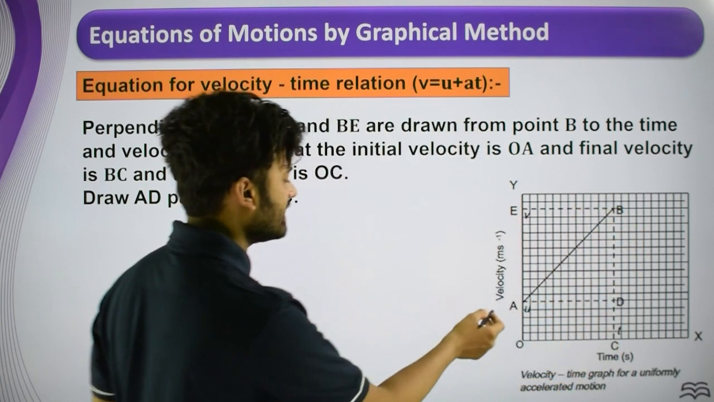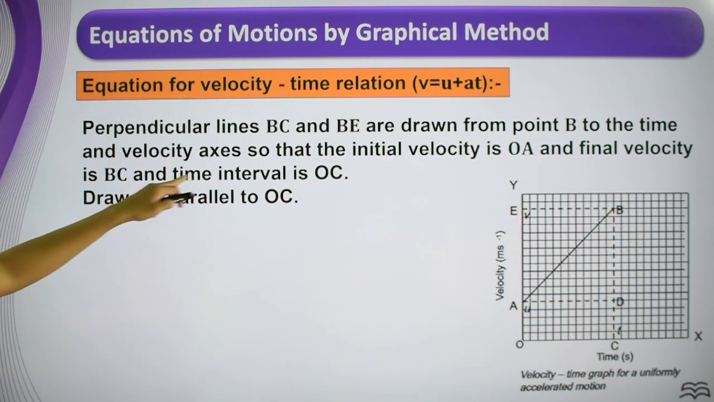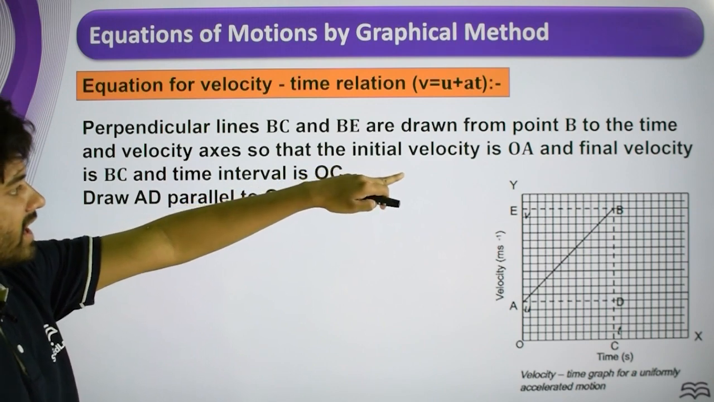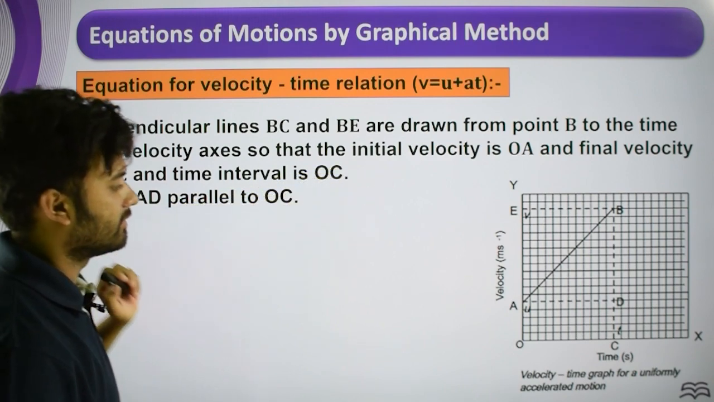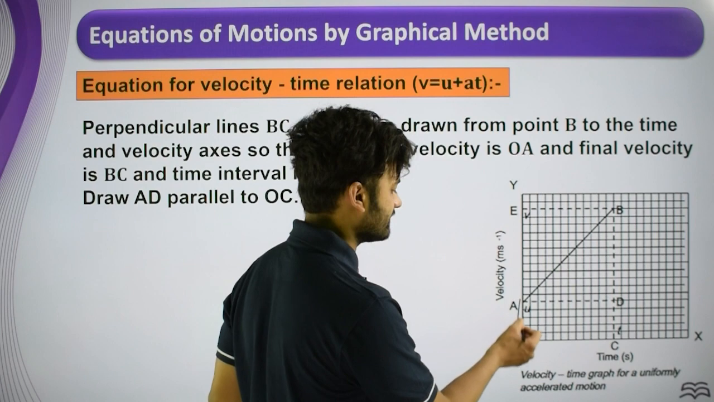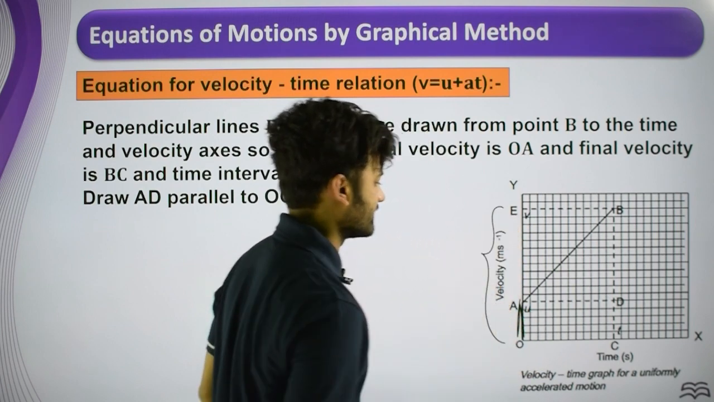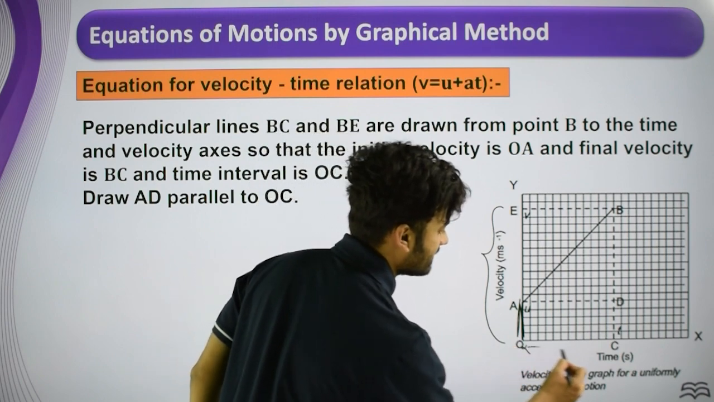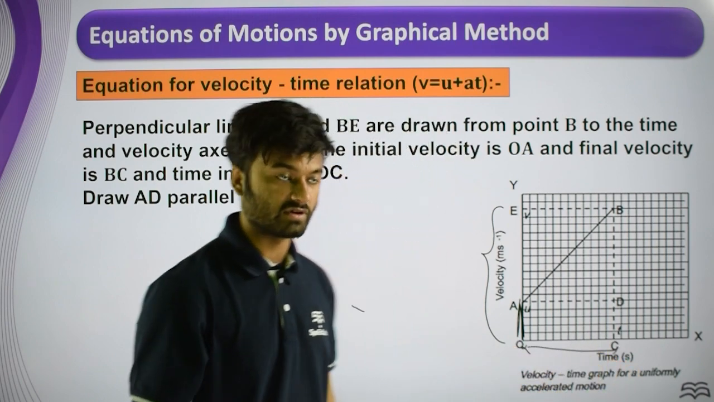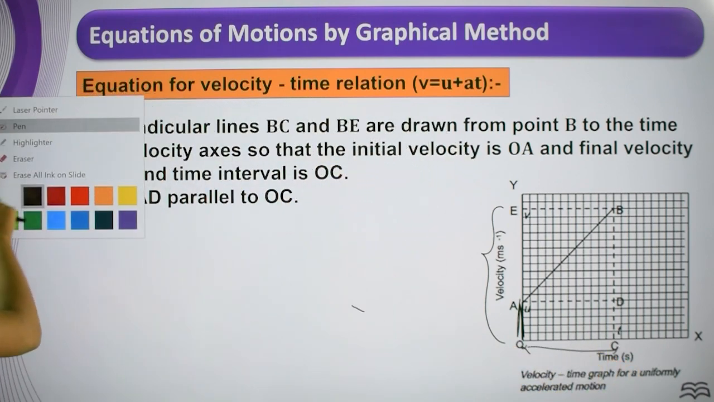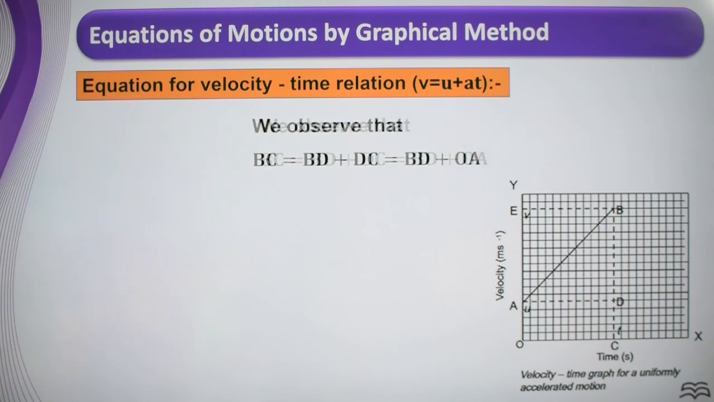Now similarly, in velocity terms, the initial velocity is OA and the final velocity is BC. What is OA? OA is its initial velocity, like this. This is the initial velocity and this will be its final velocity. And that is the time interval in which the velocity has changed. Now let us see further what is happening here.